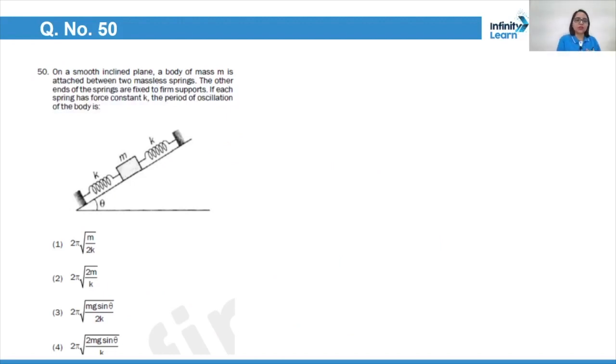Next question is, on a smooth inclined plane, a body of mass m is attached between two massless springs. The other ends of the springs are fixed to rigid supports. If each spring has force constant k, the period of oscillation of the body is. So basically, one end of each spring is connected to the block and the other is connected to the support. That means these two springs are in parallel between two common points, right? So K effective in parallel combination is K1 plus K2. In this case, it is 2K, right?